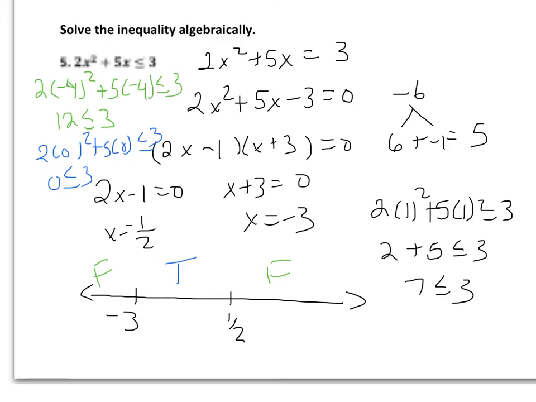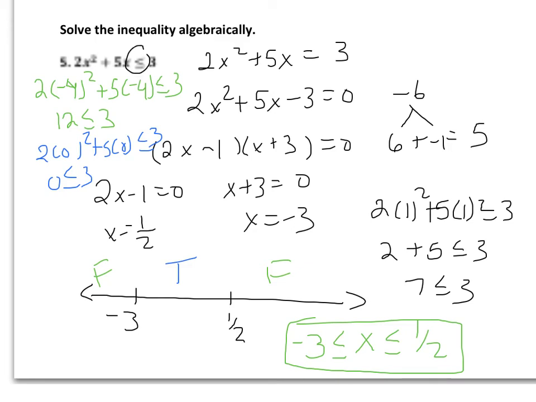So now, how do we write the inequality? You write it for true. Well, when it's in the middle like that, it means -3 is less than or equal to x, which is less than or equal to 1/2. Okay? So there you go. The reason it was less than or equal to is because of that. So let's take a look at another one.